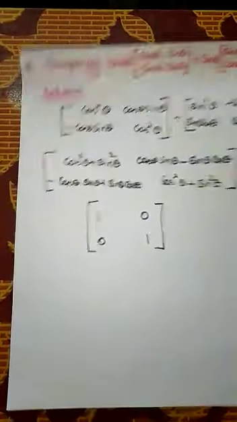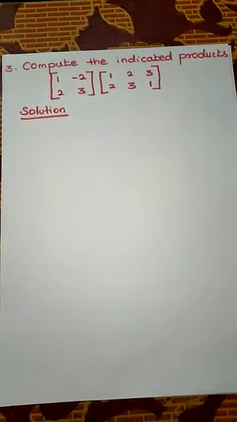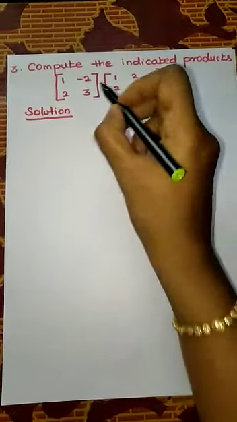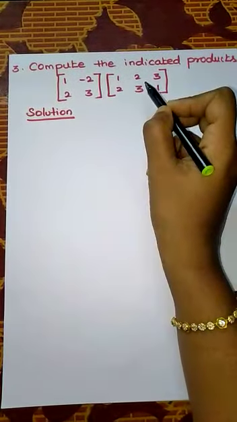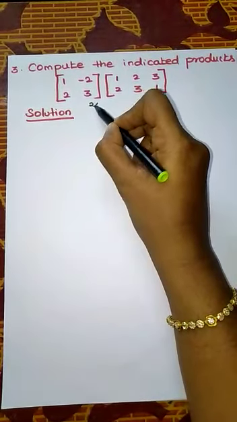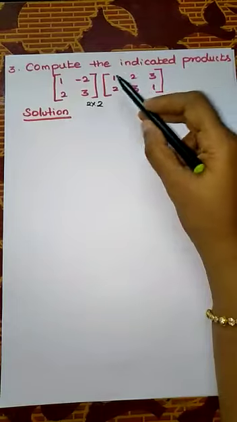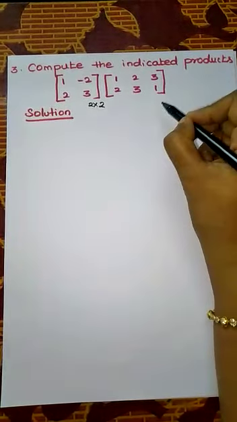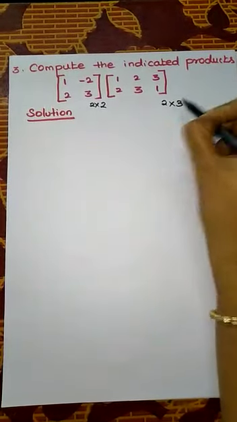Next, compute the indicated products. Actually, first in the product of two matrices, look at the order of the matrices. The first matrix order is 2 cross 2. The second matrix has 2 rows and 3 columns. So the order of the product matrix is 2 cross 3.